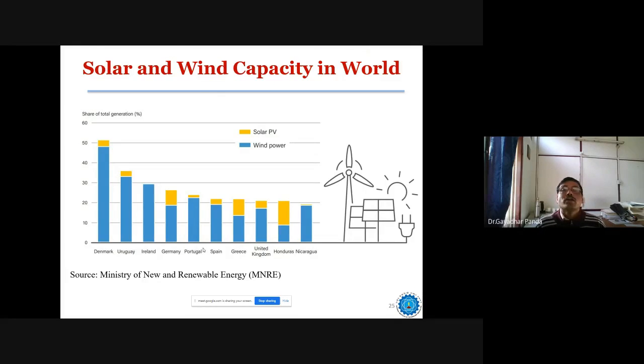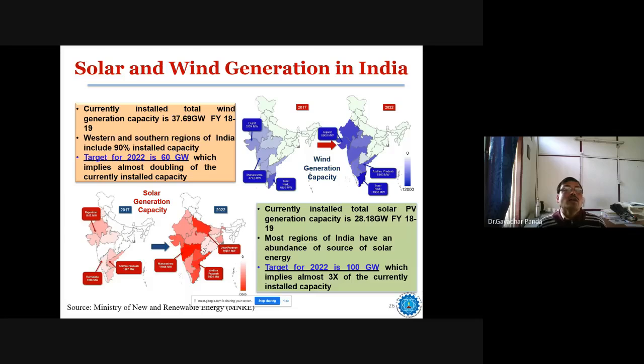This is the solar and wind capacity in the world that you can see. And now, what is our current status, or what is the task for the power industries, or for people like us, because now every residential owner is also a customer as well as a producer of power. In that way, we can say that this is the task for each and every individual also.